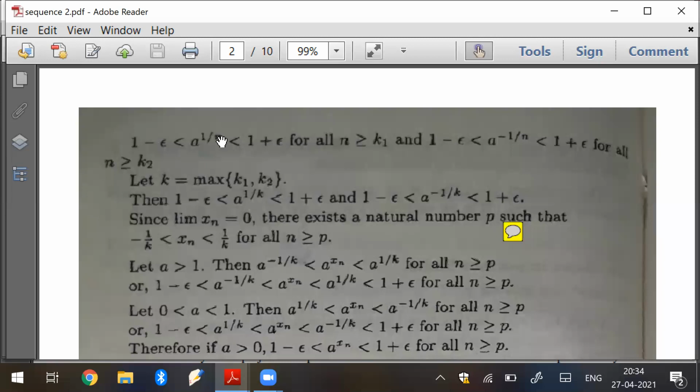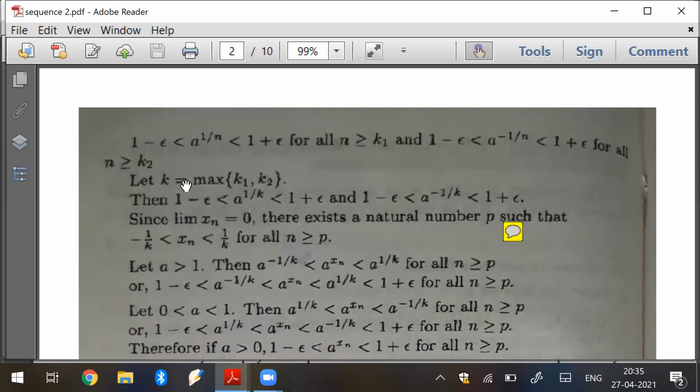So if you want this relation and this relation to hold simultaneously, then we have to take k as the maximum of k1, k2. So suppose it is holding for k1 is 5 and k2 is 7. So this relation is true whenever n is greater than or equal to 5. This relation is true whenever n is greater than or equal to 7. So if I now want both of them to be true, then you just take n greater than or equal to 7, then this is true, and as n greater than or equal to 7 means n greater than or equal to 5 obviously, so this is also true. So that's why we take the maximum of k1, k2.